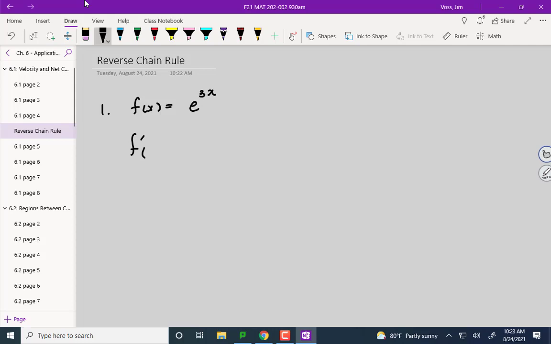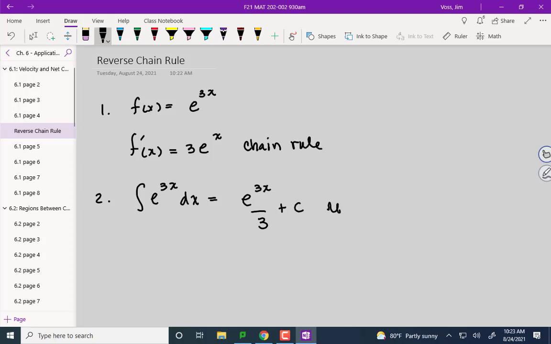So now I am going to use the chain rule. The chain rule is where you multiply by the derivative of the exponent. Now let's do reverse chain rule. With reverse chain rule, we are going to divide by the derivative of the exponent. This is reverse chain rule.